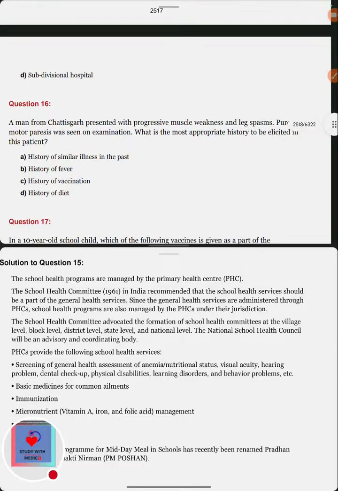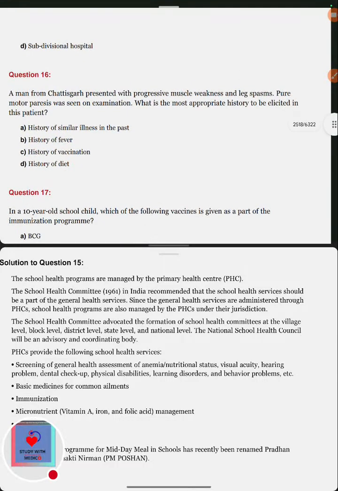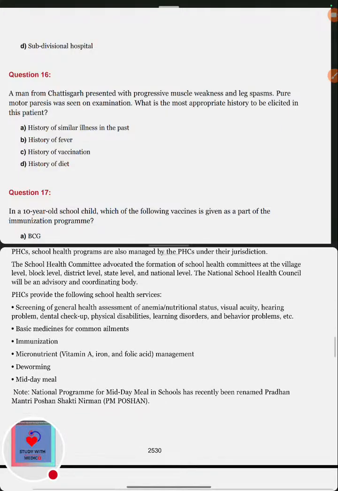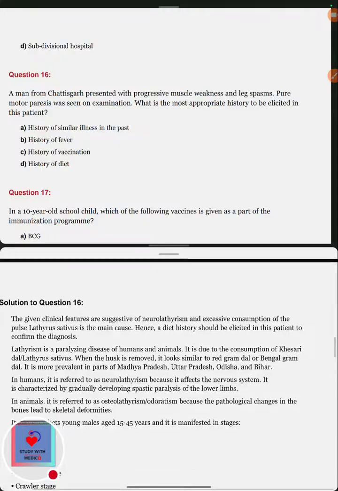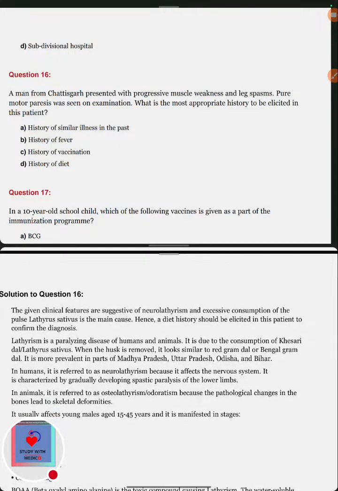A man from Chhattisgarh presents with progressive muscle weakness and leg spasm, with motor paralysis. What is the most appropriate history to verify in this patient? Diet. Leg spasm is there, progressive muscle weakness is there. It is suspected lathyrism. We must ask for the history of diet, what he ate, because it is similar to lathyrism: spasms, muscle weakness.